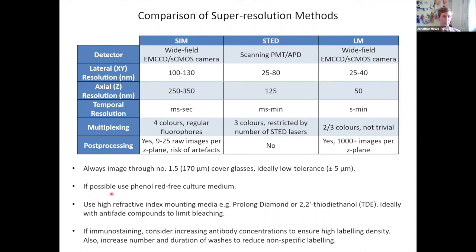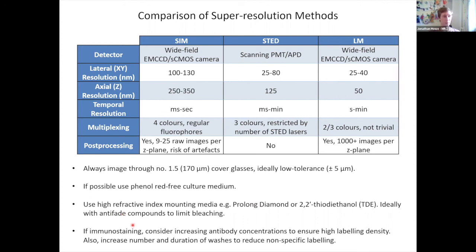If you're culturing your cells, obviously, ideally you would get rid of the phenol red because it's a dye and it's just going to add to the background. In order to achieve high resolution, you have to have a high refractive index sample. Obviously, this is only possible when you're mounting the sample, which is only compatible really with SIM and with STED. When you're doing STORM, you need to leave the sample in media so that you can add on the blinking buffer, as it's called. But if you're mounting the sample, I recommend something like Prolong Diamond or any high refractive index mounting media with anti-fade agents in it to prevent bleaching.